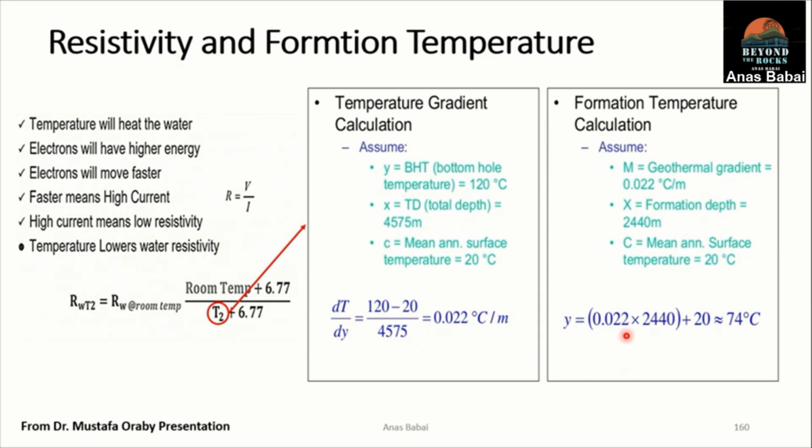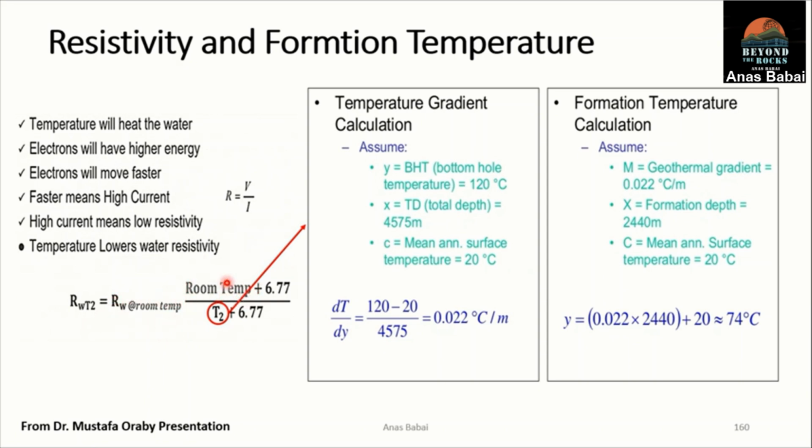Going back to that equation, we substitute the geothermal gradient, which is m, x is the depth, plus c, which is the surface temperature, and we can get y, which is the formation temperature. So now we can use this value of formation temperature and substitute it in this equation to get the RW at formation temperature. This value is RW at room temperature.